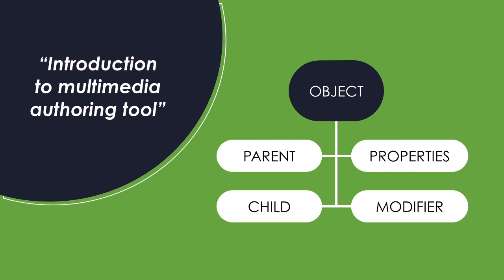And each of the parent and child objects has properties and modifiers of their own. The properties are the features of each of the objects. For example, the wings of the bird may have several colors such as blue and white, meaning that the blue and white are the properties of the wings. And the modifiers for the wings may be the colors and the texture of the wing.